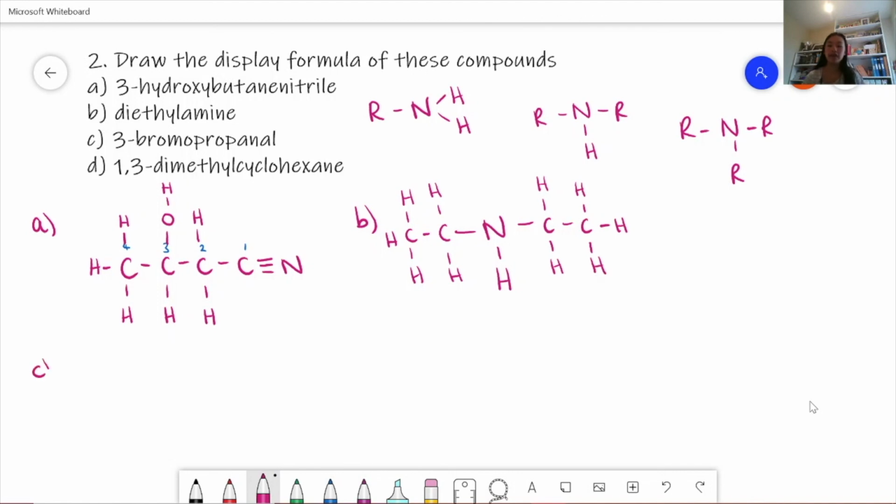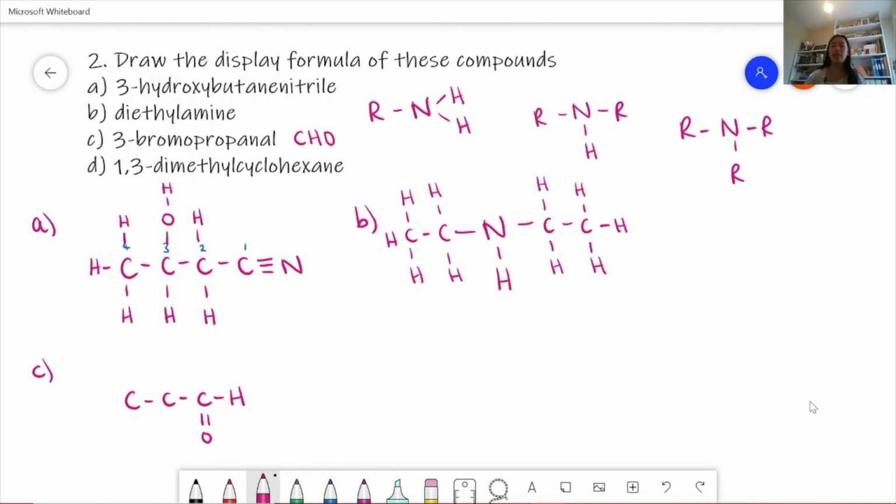And then for C, we have 3-bromopropanal. So again, we think about which part is the actual chain. It's not the 3-bromo, because that's just indicating that we're adding a halogen somewhere. So the main bit is the propanal. And propanal is an aldehyde, and so it has the general formula of CHO, and that always goes on the end. And so we have 3 carbons, and on the last carbon we have a double bond O and a hydrogen.